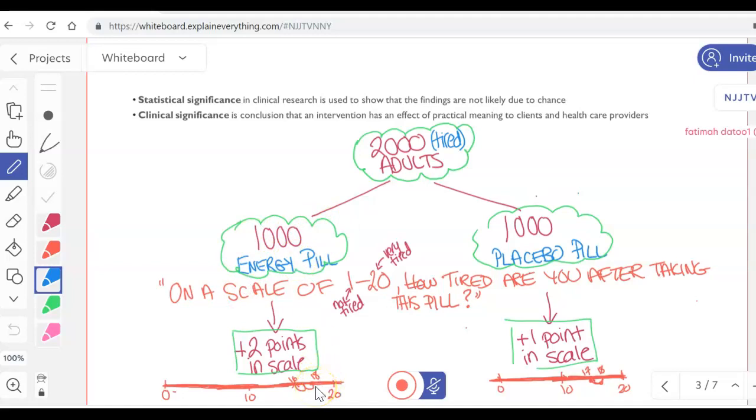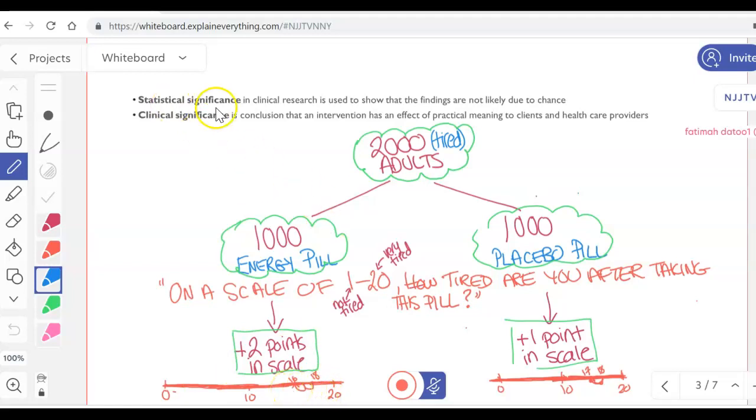If it was me, I would say no. And the reason is because it's not worth it. You're only dropping 2 points. If this pill gave me a significant drop, so let's say I take this pill, and instead of being 18, I'm now at a 5, well, that's huge, and I would recommend that to my patients. But in this case, if I'm just dropping 2 points, that's nothing.